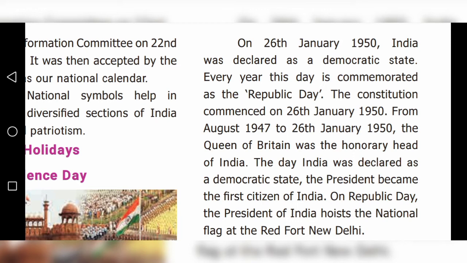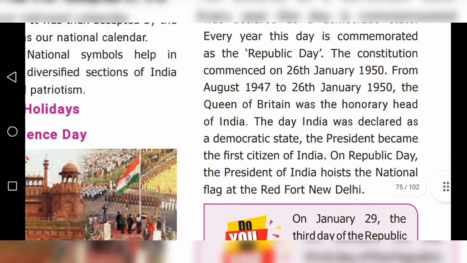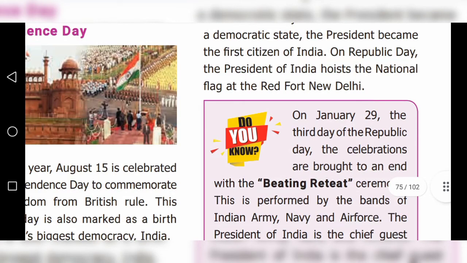The president of India became the first citizen of India. On Republic Day, the president of India hoists the national flag at the Red Fort, New Delhi. So on the two national holidays, Independence Day and Republic Day, they hoist the national flag at the Red Fort. Okay.